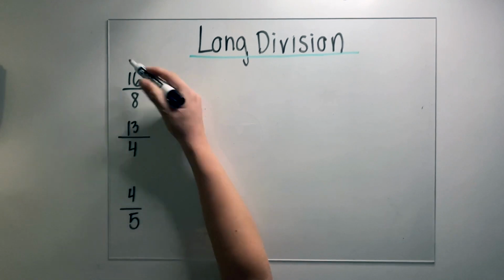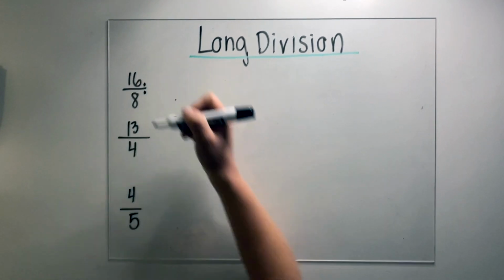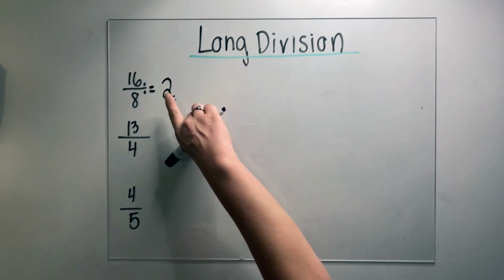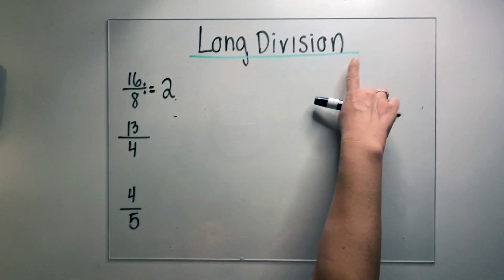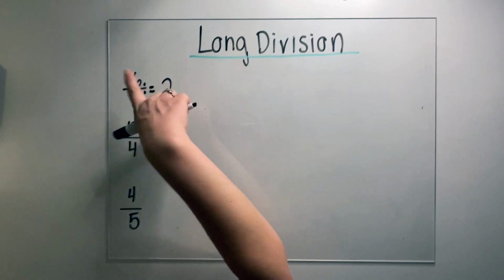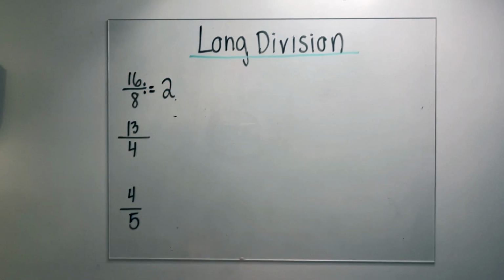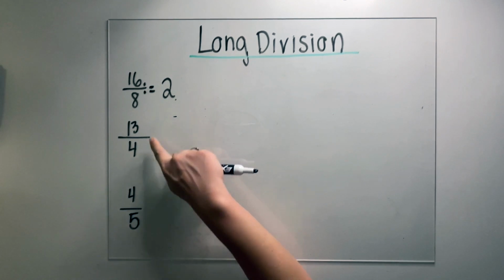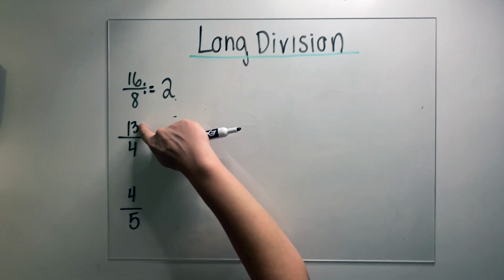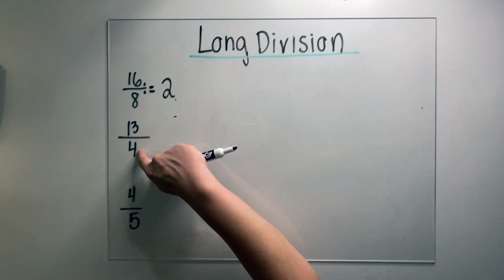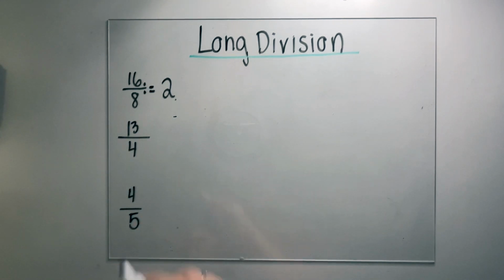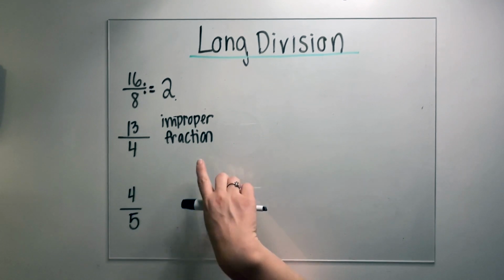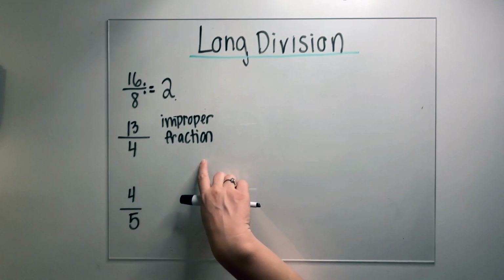16 over 8. Fraction line means divide, and I know 16 divided by 8 is 2. This one doesn't need long division. I just wanted to show you how to use that fraction line piece before we got any further. This fraction actually has a special name. Notice that the number on top is larger than the number on the bottom. That makes this fraction an improper fraction. Improper fractions can be changed into mixed numbers.